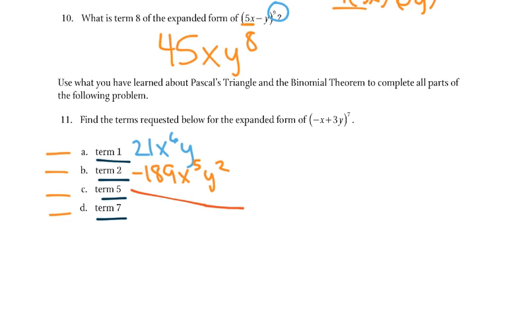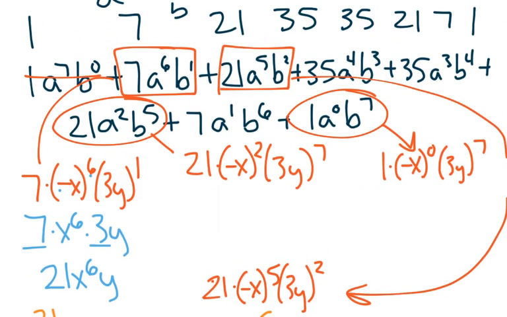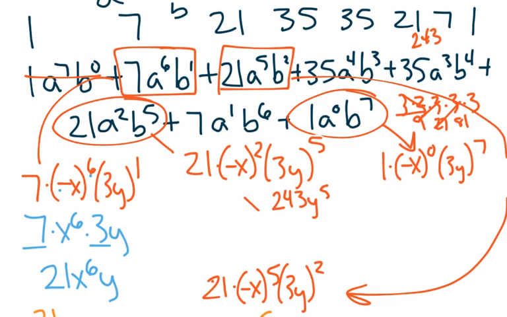Okay. Then term 5, which would be this one. Okay, 3 to the 7th. Oh no, 3 to the... I put a 7 there when I needed to put a 5, didn't I? Hopefully you caught that. So what's 3 to the 5th? Well, 3 times 3 times 3 times 3 times 3. That would be 9, 27, 81. 81 times 3 would be 243. So 243 y to the 5th times x squared times 21.